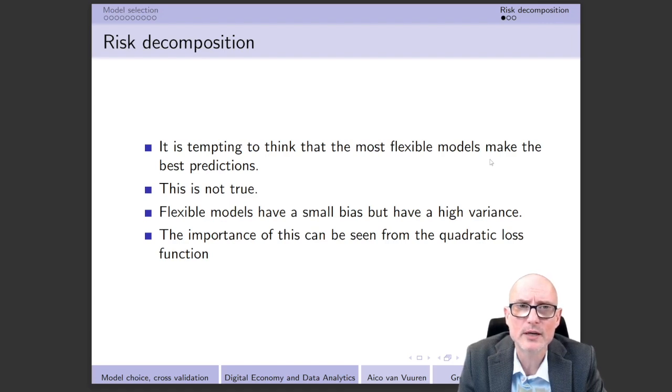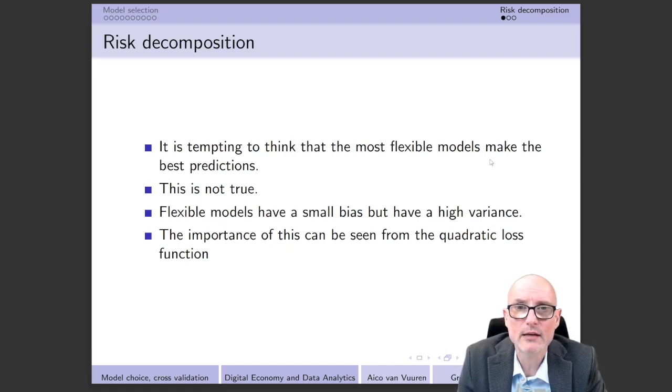So what we can say is that the lower K is, the more flexible we are. And it's very tempting to think that the more flexible we are, the better our predictions are going to be. But this is actually not true, and we have already seen that when looking at the K nearest neighbors estimator, because K equal to 1, the most flexible model, is not the best predictor. So it's not true that the most flexible models make the best predictions.